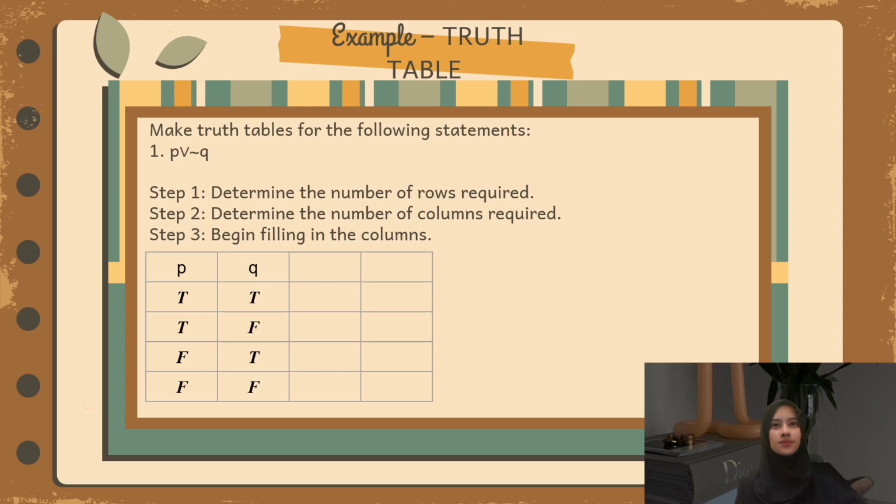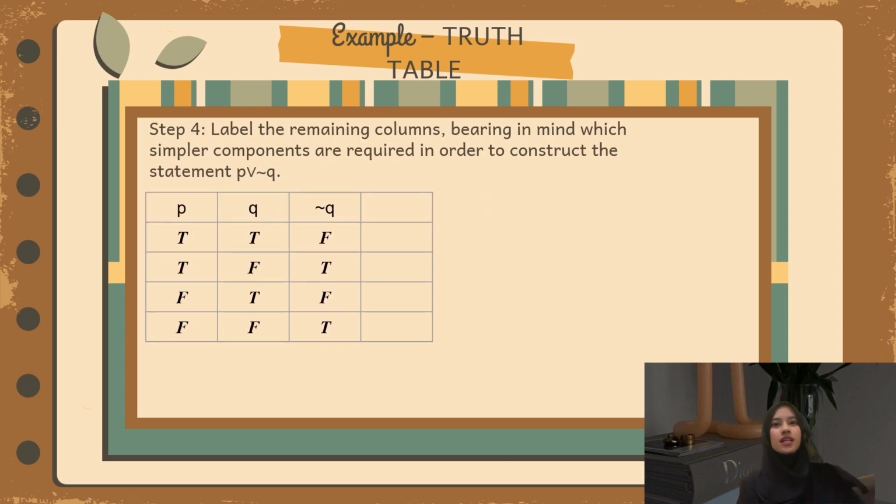So the next step is to label the remaining columns, bearing in mind which simpler components are required in order to construct the statement P disjunction negation Q.